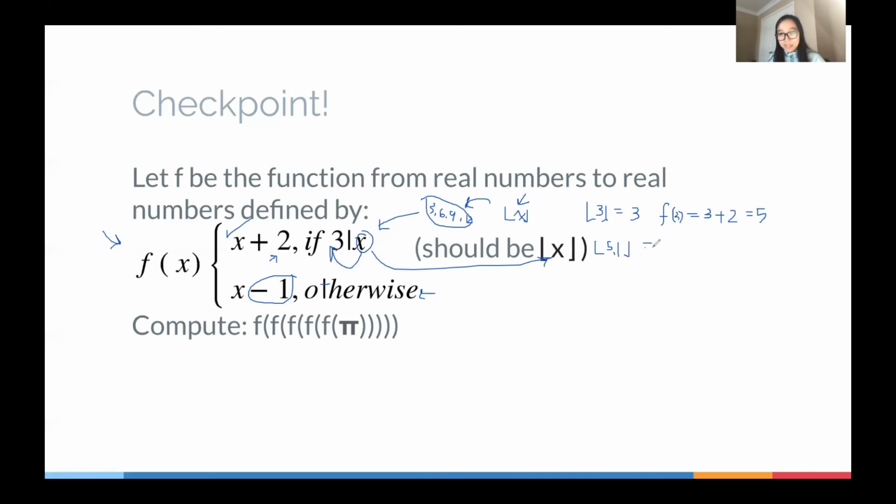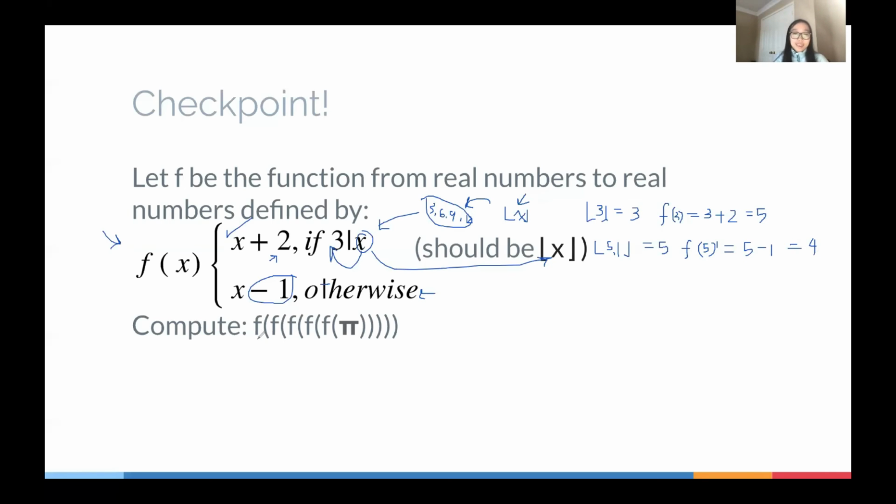5.1. So that would just be 5 because we round down. And then the function of 5, because the floor of 5 was not a multiple of 3, f of 5 would just be 5 minus 1, which is 4. So that's like your intro to this question.